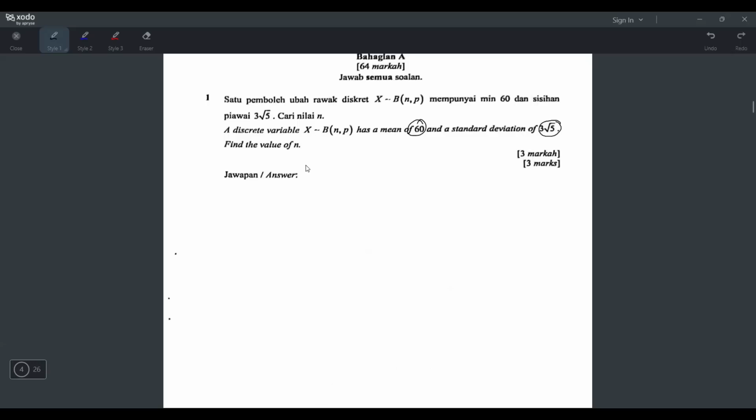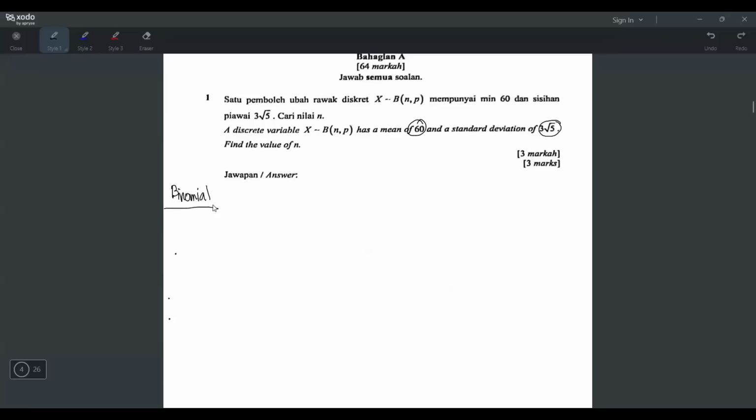In this chapter, taburan kebarangkalian in Bahasa Melayu, probability distribution, you learn about binomial distribution and normal distribution. For normal distribution, you have to use the Z value table, which they will provide in the exam. But for binomial distribution, you will not use the table, but the 4 formulas you learn. So I'll just write it down for you.